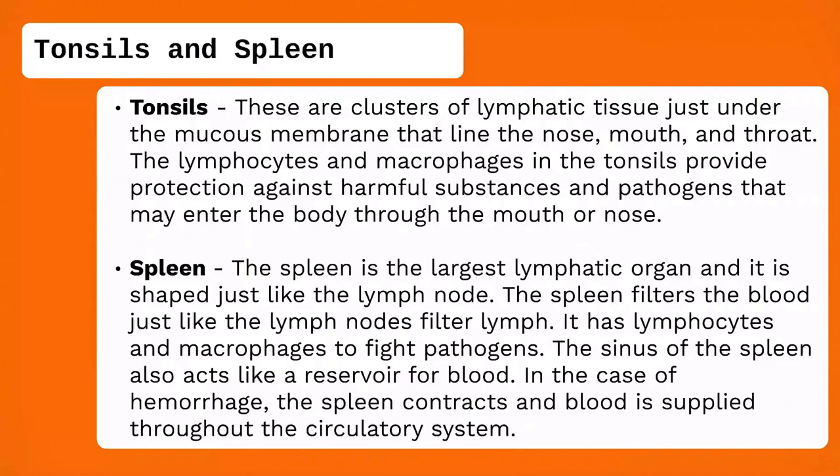The spleen filters the blood just like the lymph nodes filter lymph. It has lymphocytes and macrophages to fight pathogens. The sinus of the spleen also acts like a reservoir for blood. So in the case of hemorrhage, like a trauma or any other event when somebody would lose a lot of blood, the spleen contracts and blood is then supplied throughout the circulatory system.